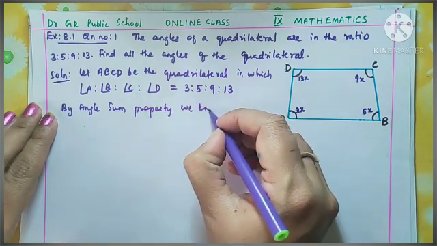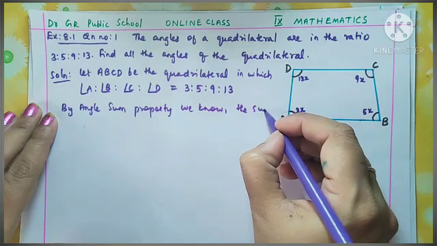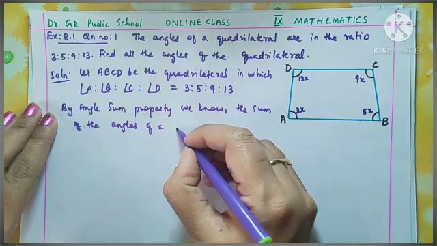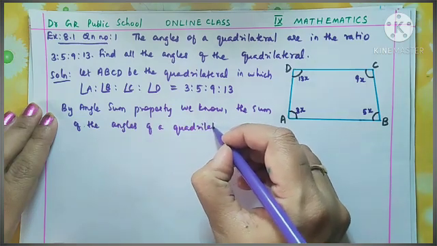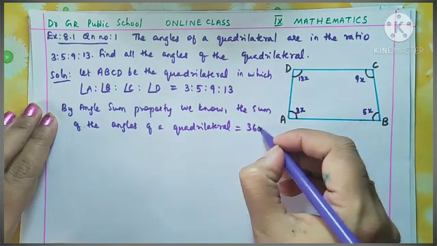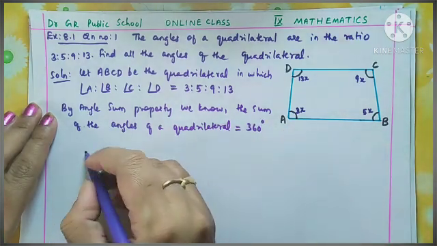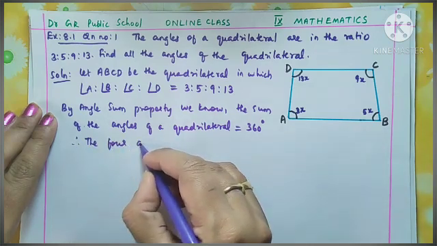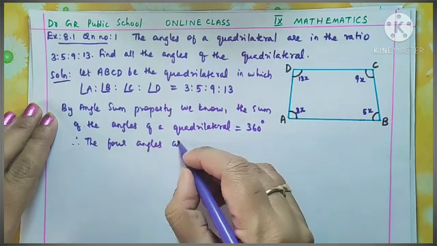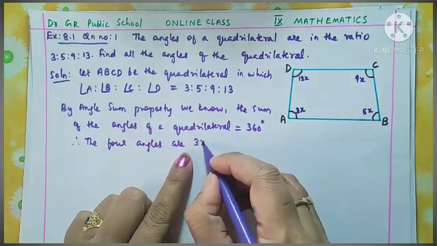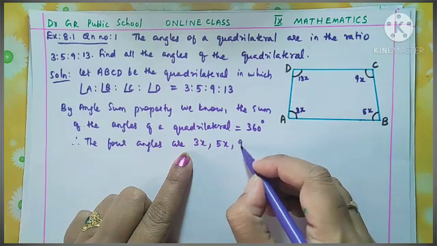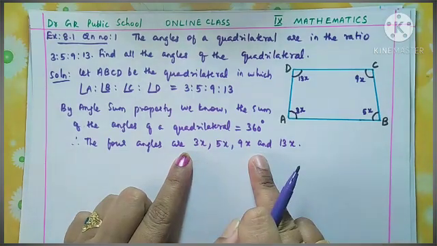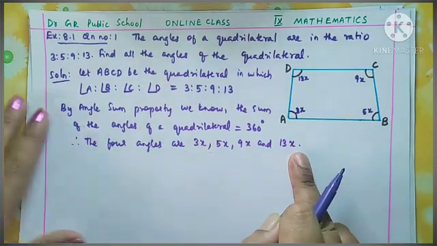Now by the angle sum property, we know the sum of the angles of a quadrilateral is equal to 360 degrees. Therefore the 4 angles are 3x, 5x, 9x, and 13x. So we are using the variable x and assuming like this.